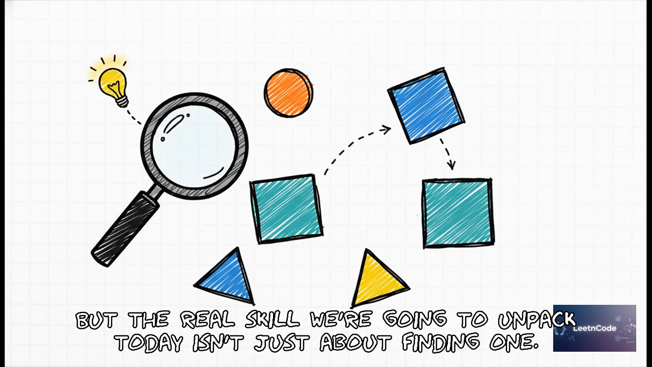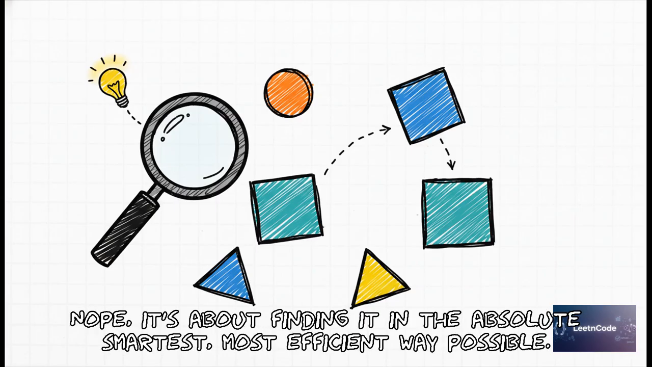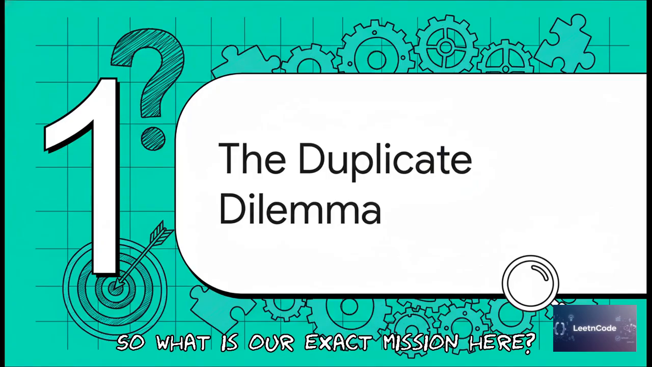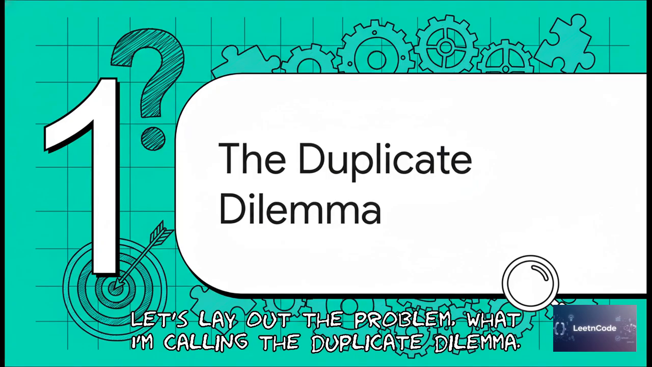But the real skill we're going to unpack today isn't just about finding one. Nope, it's about finding it in the absolute smartest, most efficient way possible. That's the game. So what is our exact mission here? Let's lay out the problem, what I'm calling the duplicate dilemma.